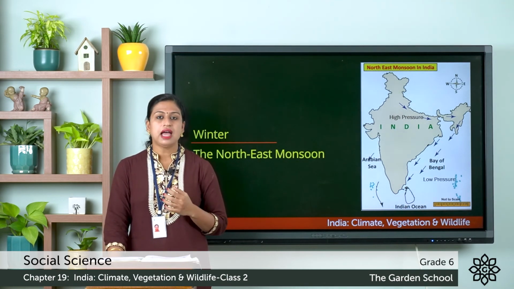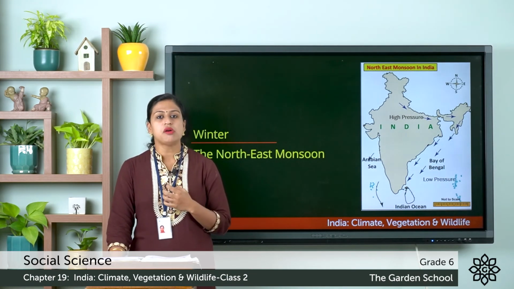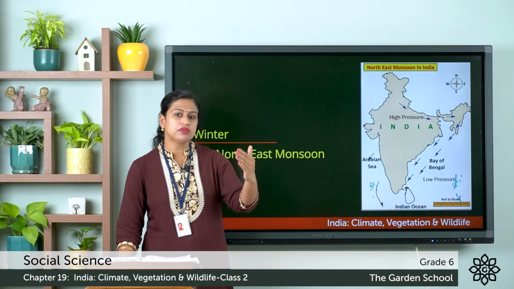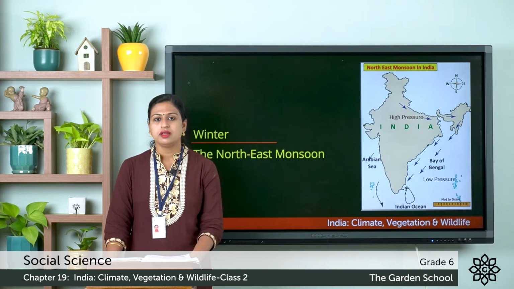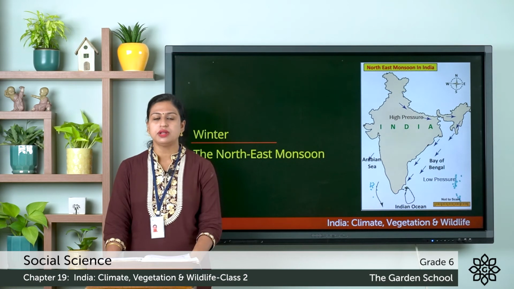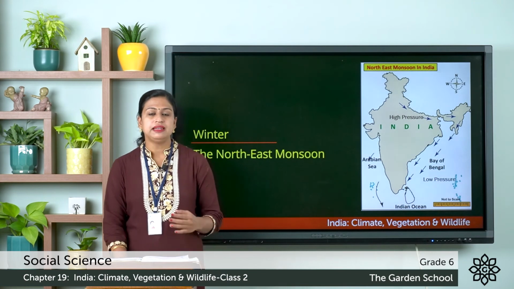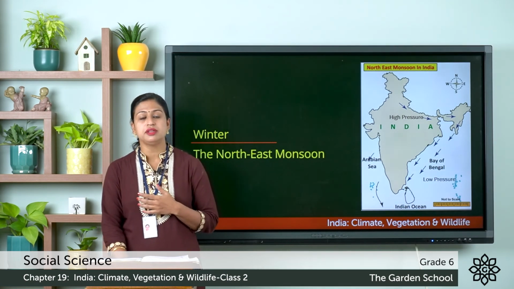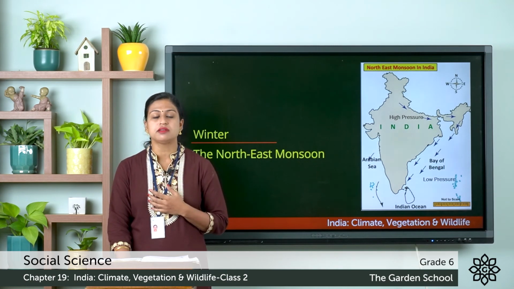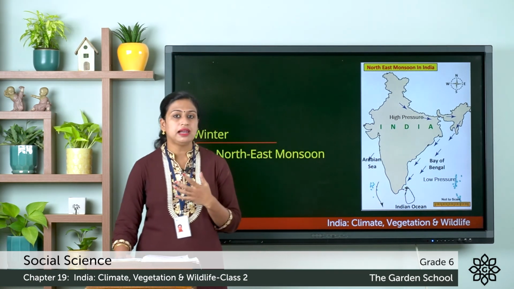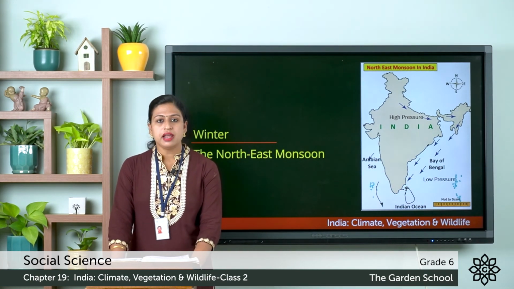At this time, the land is cooler and has high pressure, whereas the sea is warmer and has low pressure. So during this time, the wind blows from the land region to the sea region, and that is why these land winds are known as northeast monsoon winds. Now, as these winds blow from the land, they are unable to pick up moisture and do not bring rainfall to most parts of India. But only when they move over the Bay of Bengal, they collect moisture and bring rainfall to some parts of the east coast, especially Tamil Nadu.